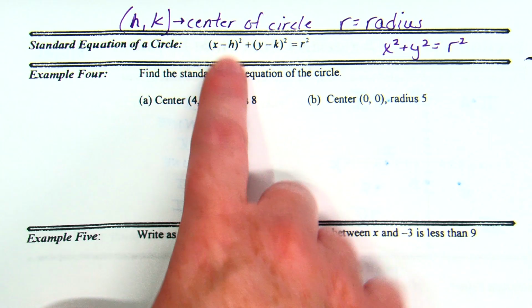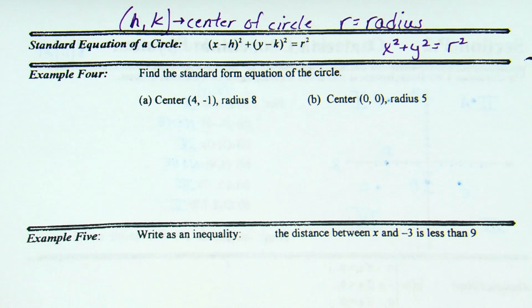This is a good one to know, guys. You need to be familiar with this formula. We don't use it a lot, but it randomly pops up, and it's good to recognize. So here in example 4, it says find the standard form equation of the circle. So we're just writing the equation, if the center of the circle is (4, -1) and the radius is 8.